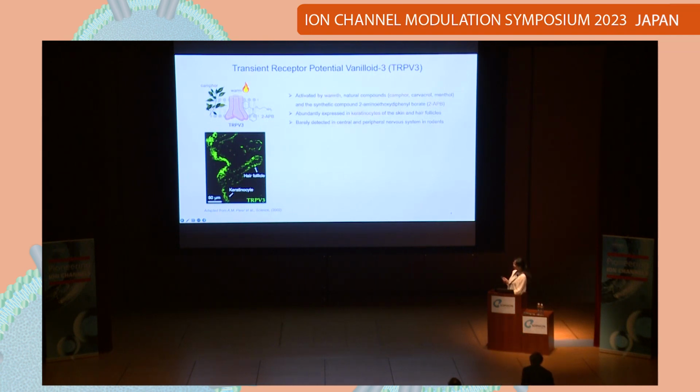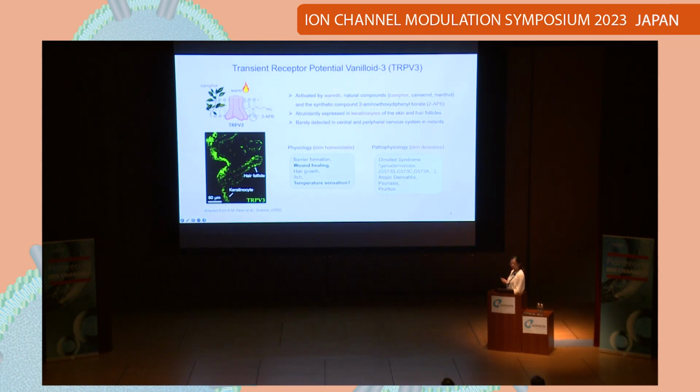TRPV3 is a warm sensor. In addition, it can be activated by some compounds derived from natural plants such as camphor, and some synthetic chemicals such as 2-APB. Particularly, TRPV3 is highly expressed in the skin keratinocytes and hair follicles, which prompted a lot of studies focused on how the dysfunction of TRPV3 could contribute to skin homeostasis and cause skin diseases.